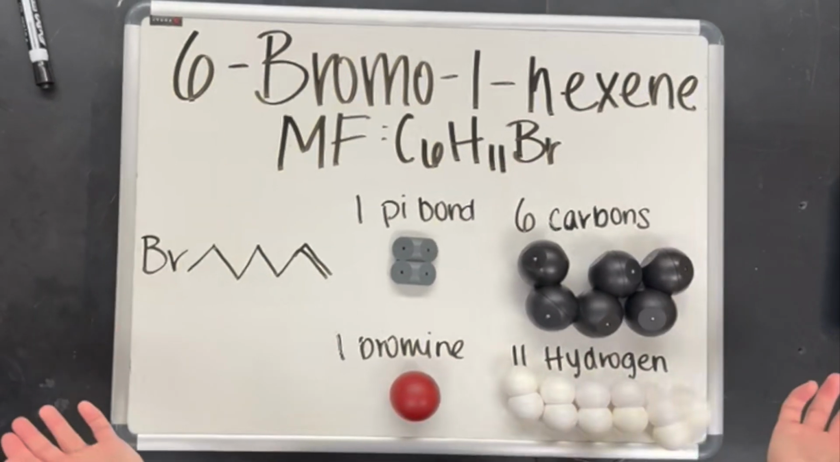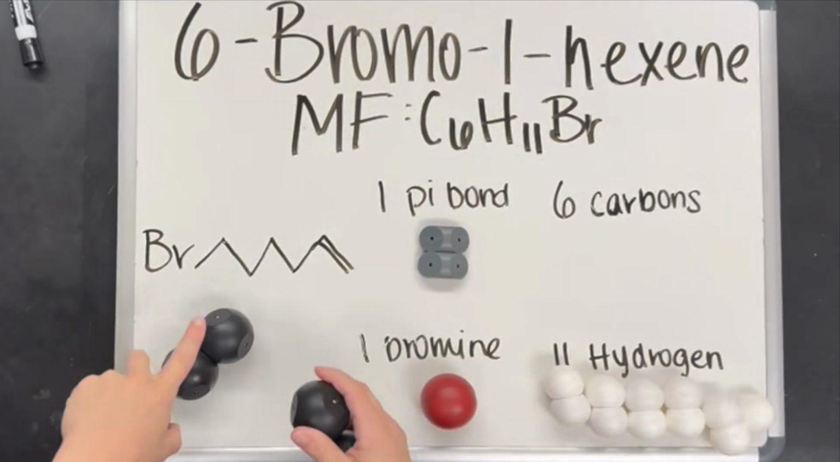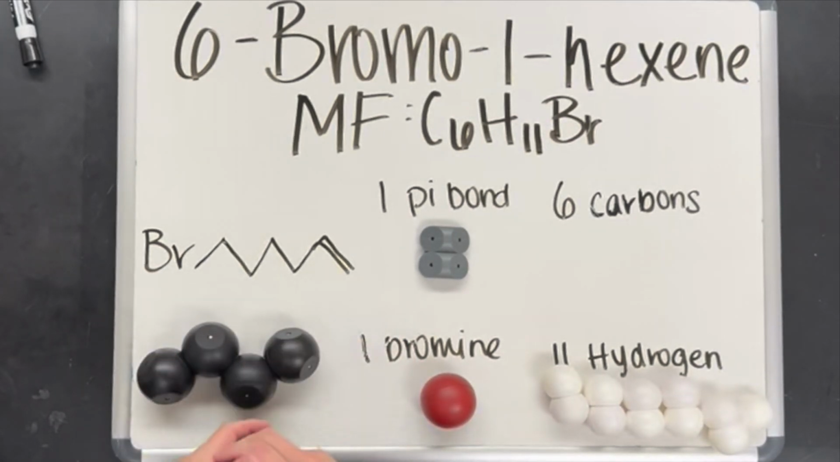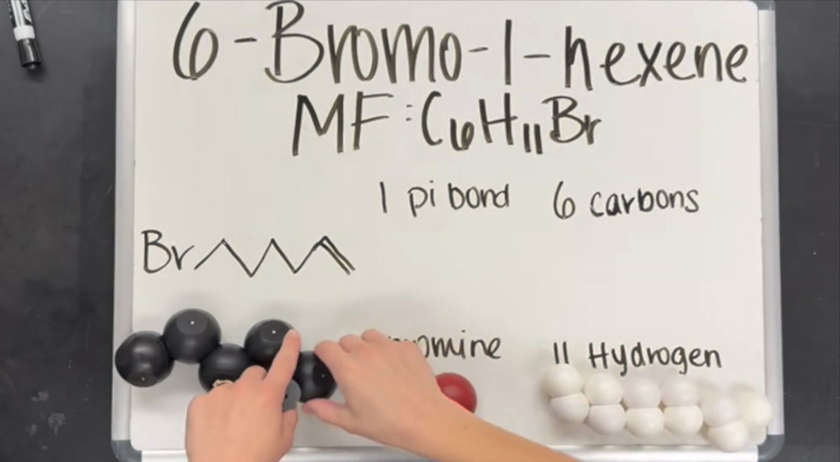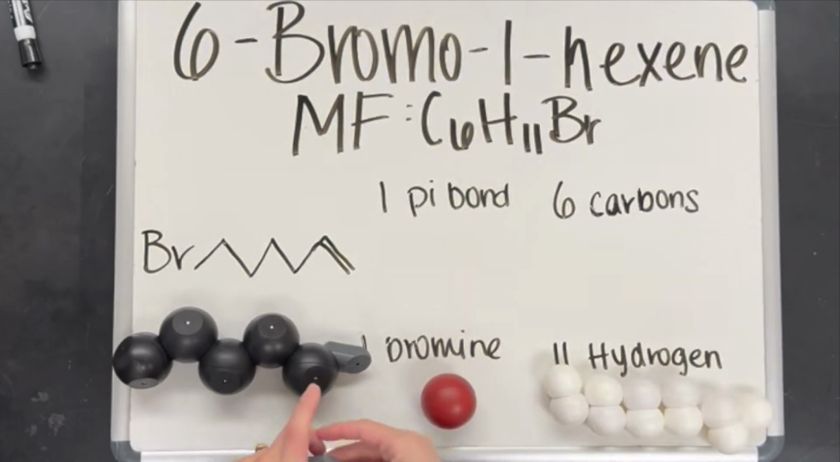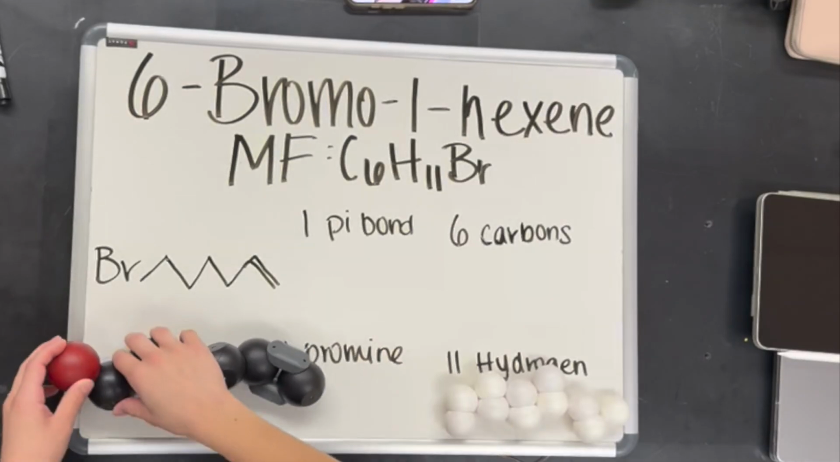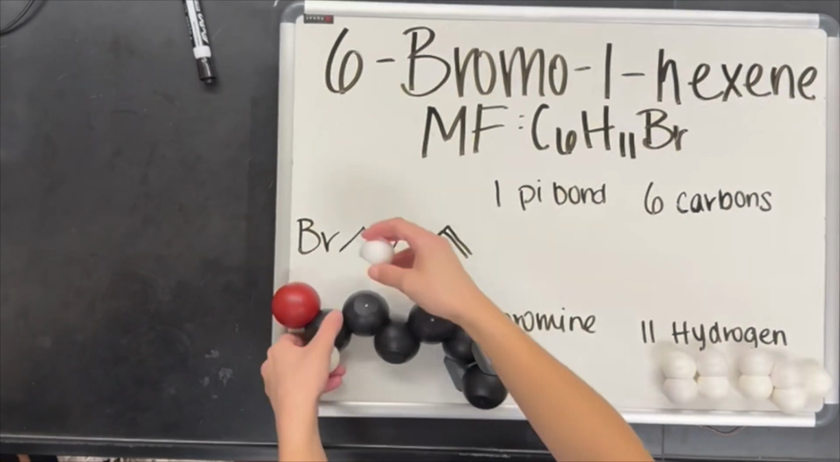Alright, so I'm about to build the molecule for 6-bromo-1-hexene. So there's a 6-carbon backbone, and the first 5 carbons are connected with a single bond shown here, and the 5th and 6th carbon are connected by a double bond shown here. I'm going to attach the bromine. I'm going to attach the 11 hydrogens.